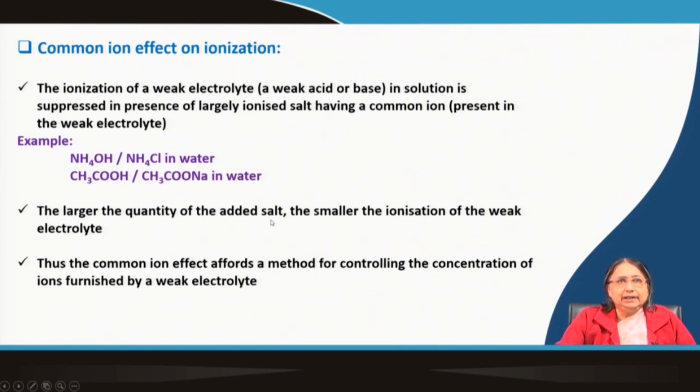The larger the quantity of added salt, the smaller the ionization of the weak electrolyte. If we increase the concentration of ammonium chloride, it will be still less dissociated. Okay. So, dissociation will be still lesser. If we increase this concentration, then the acetic acid will be dissociated even less. Okay. So, the degree of dissociation will be less. Thus, the common ion effect affords a method for controlling the concentration of ions furnished by a weak electrolyte.